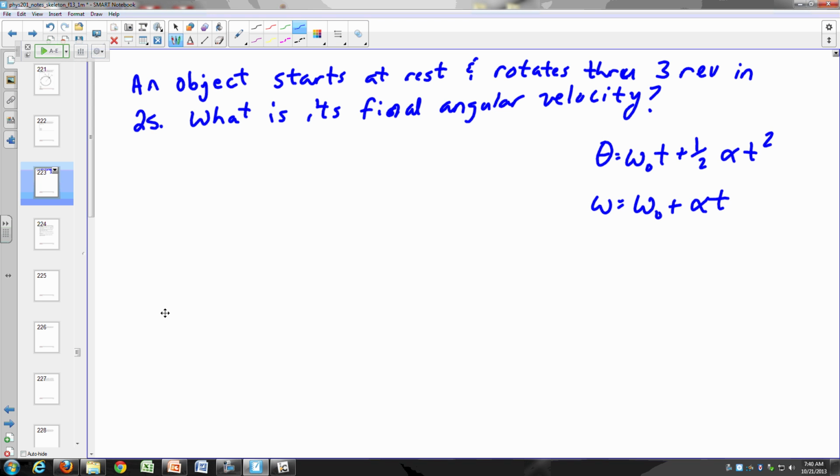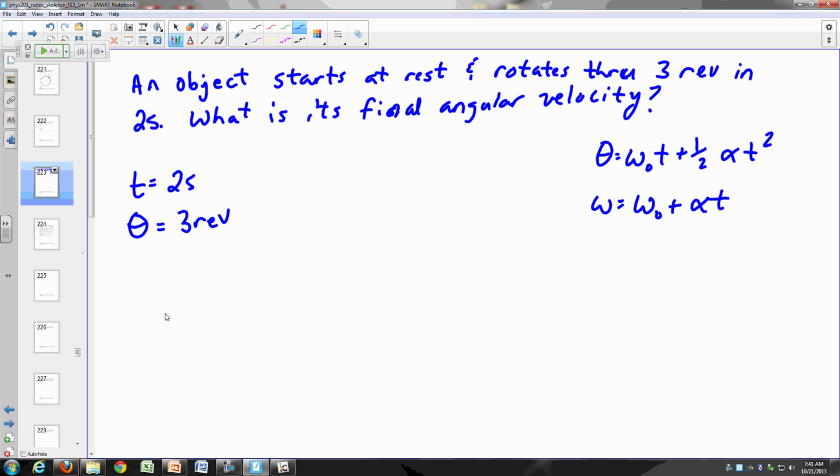All right, what are some of the things that I know here? I have some quantities that are given. What are they? What's that, Joseph? All right, okay, I know time. Time is equal to 2 seconds. What else do I know? I know the total distance, or the angular displacement, so that's theta, and it's equal to 3 revolutions.